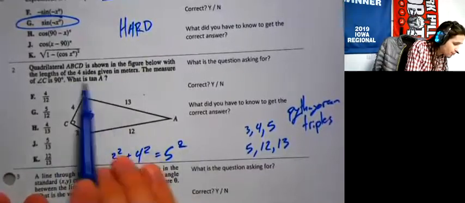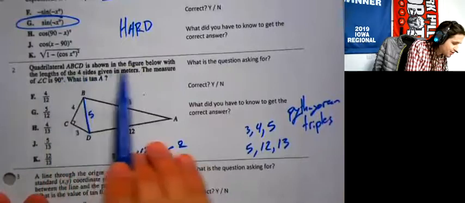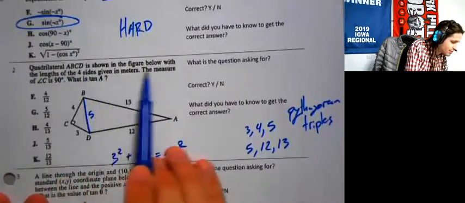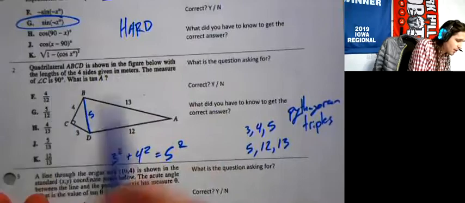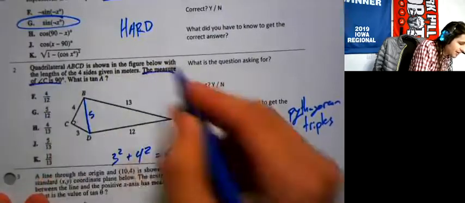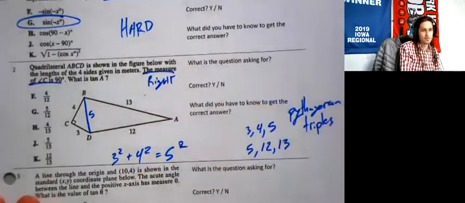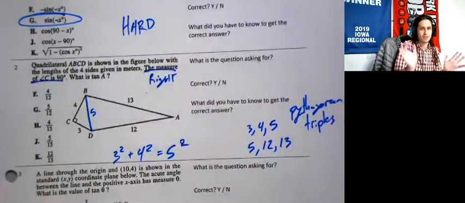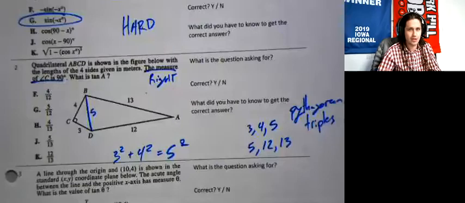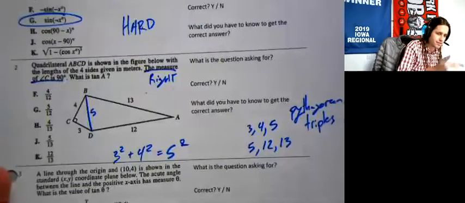So what do we got here? Quadrilateral ABCD is shown in the figure below with the lengths of the 4 sides given in meters. The measure of angle C is 90. Why do they tell you that? They tell you that so you can make a right triangle. If they tell you about a 90-degree angle, you probably try to construct a right triangle somewhere, or know that you're trying to add up the angle measures to get to some total.